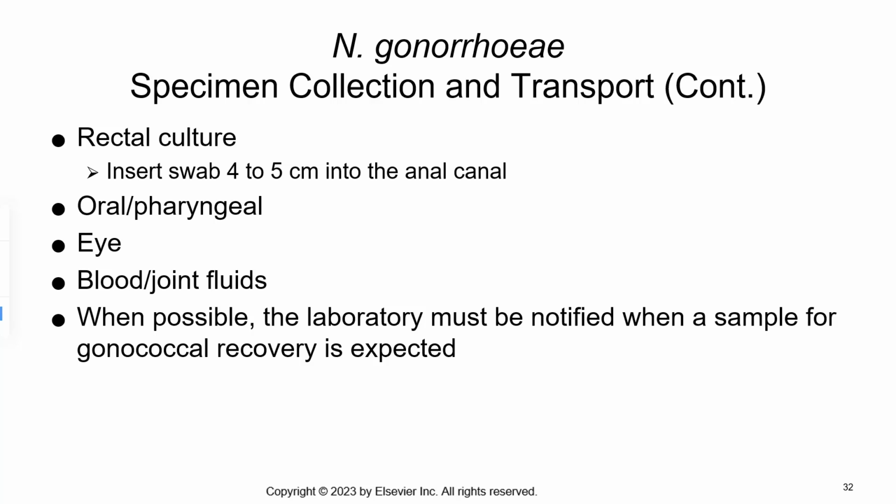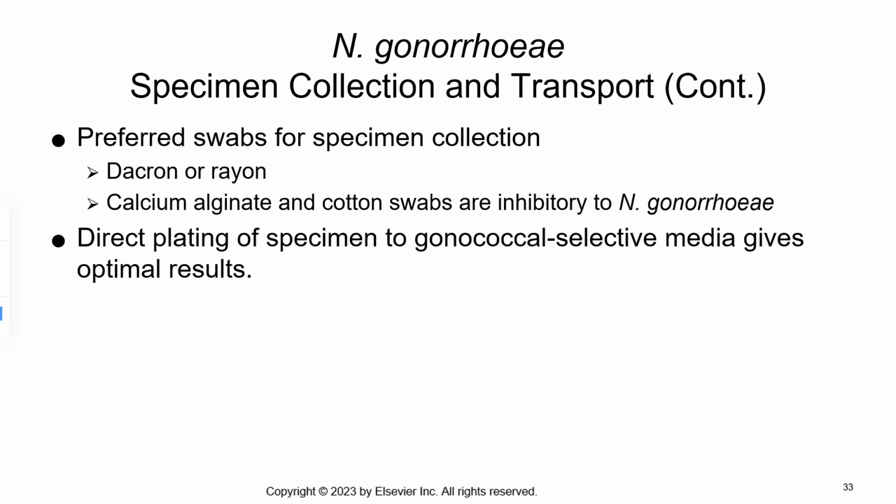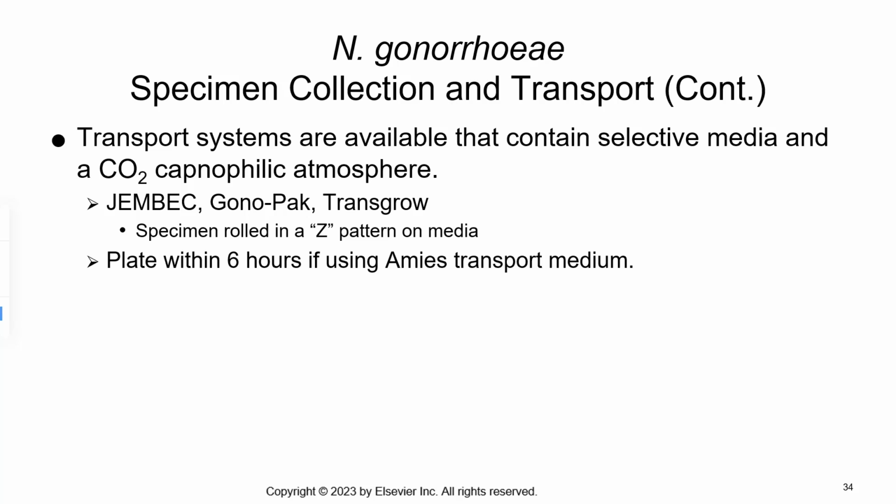When possible, the laboratory must be notified when a sample for gonococcal recovery is expected. Preferred swabs would be Dacron or rayon. Calcium alginate and cotton swabs are inhibitory to gonorrhea. Direct plating of specimen to gonococcal selective media gives optimal results. There are transport systems available that contain selective media and a CO2 capnophilic atmosphere.